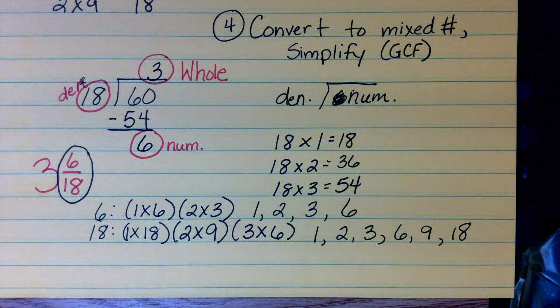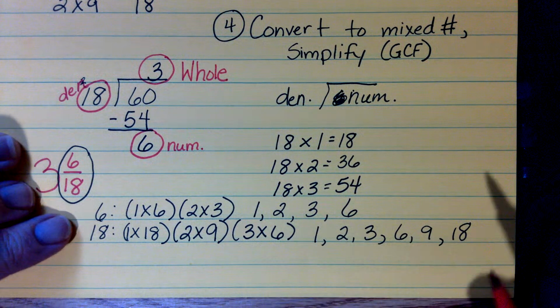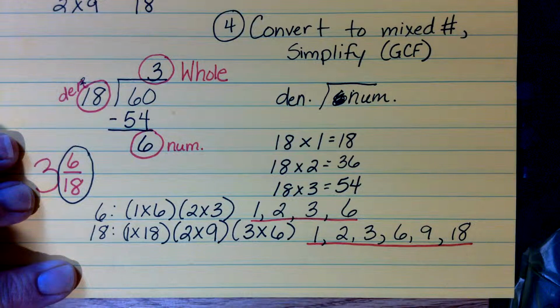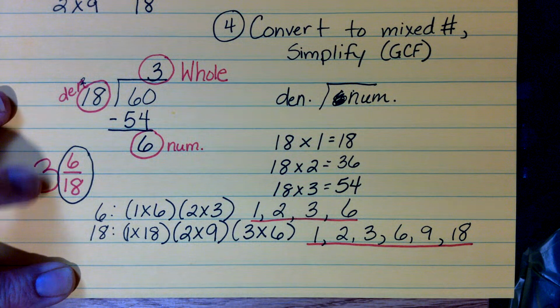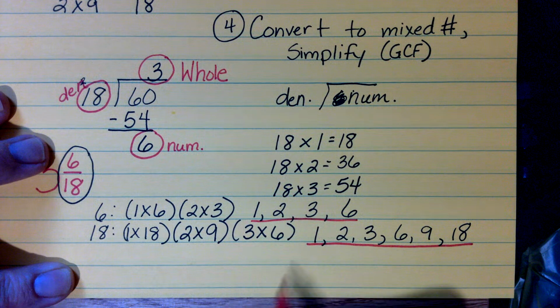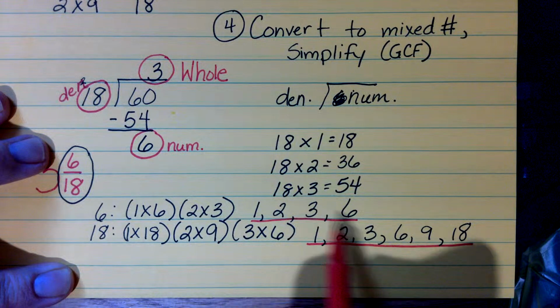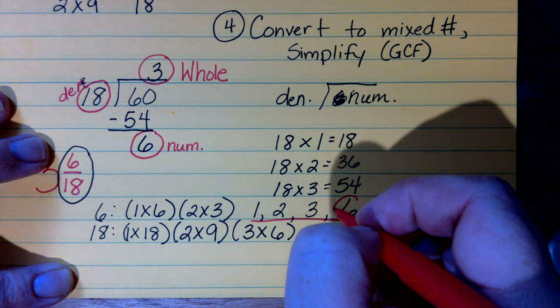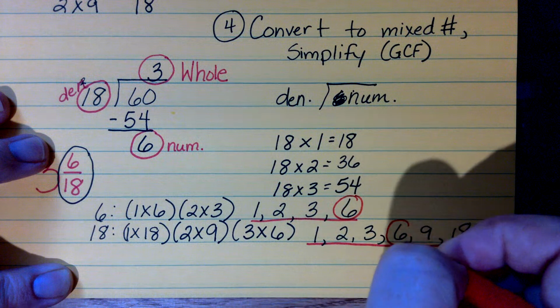We are looking for the largest number. That's the greatest number in these lists of factors. So we're looking at these lists of factors, the greatest number that 6 and 18 have that is the same. Well, they have 1 in common, they have 2 in common, they have 3 in common, they have 6 in common. The greatest number that they have in common is 6.